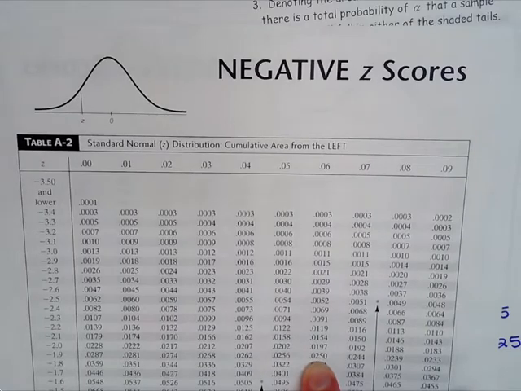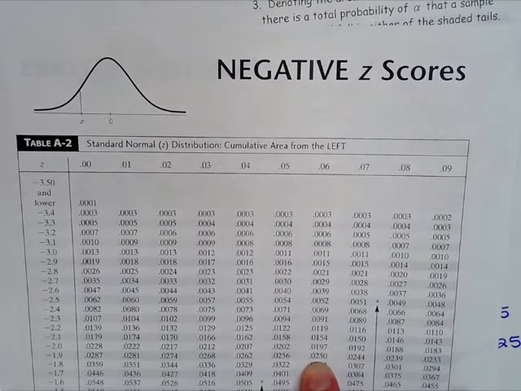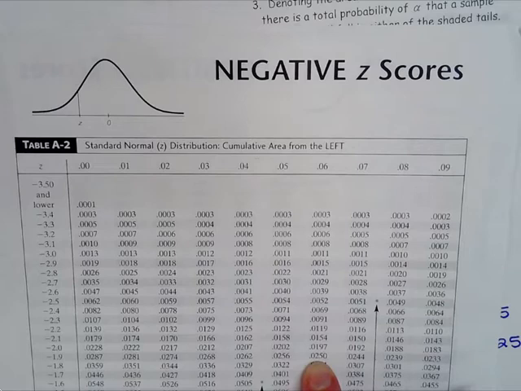Oh, it's the old one. It's the z-score. We're not using the t-chart yet. So get out the one from chapter 6.